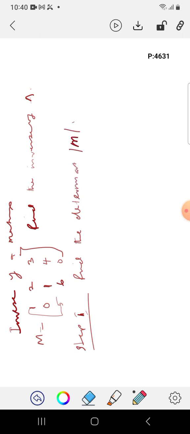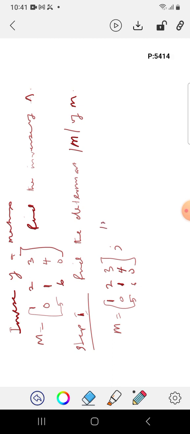Determinant of M. We need to find that first. Let me assume that you are not familiar with how to find the determinant of matrices, so let's quickly do it. Let's say this is M, equals, like I said, 1, 2, 3, 0, 1, 4, 5, 6, 0. Sorry, that's my matrix.